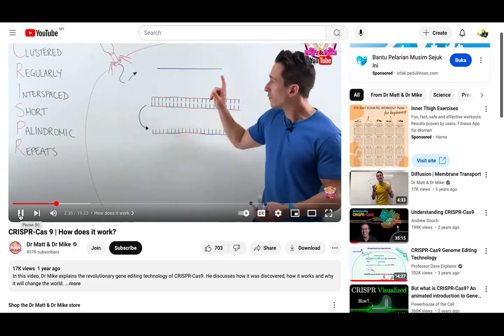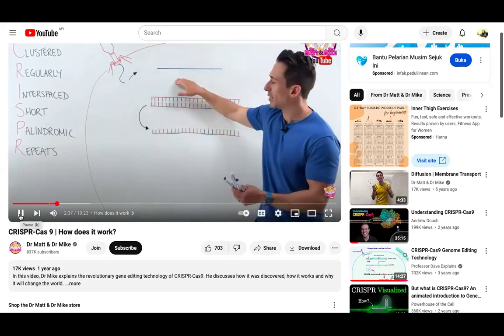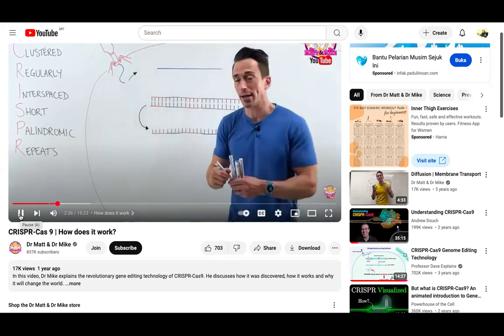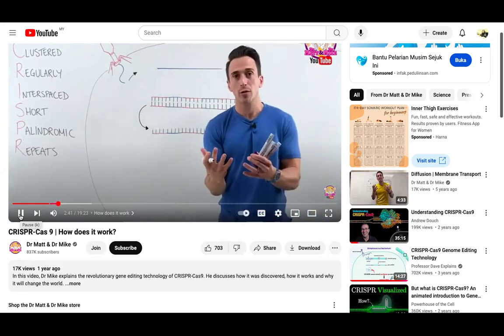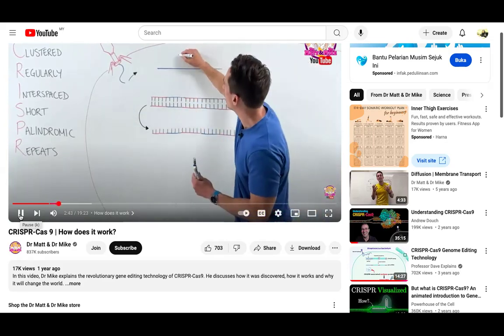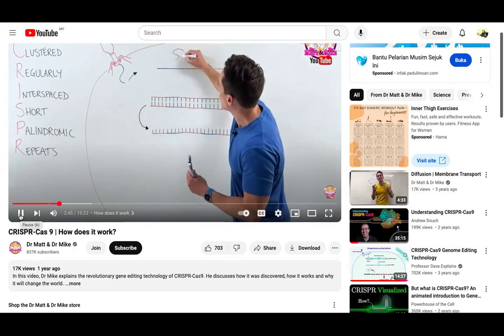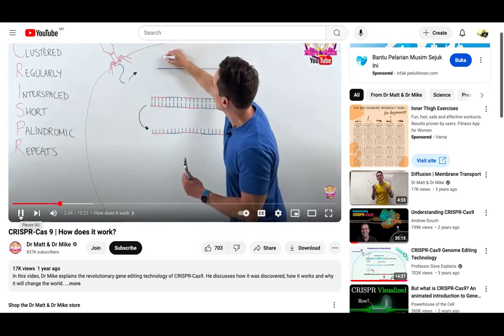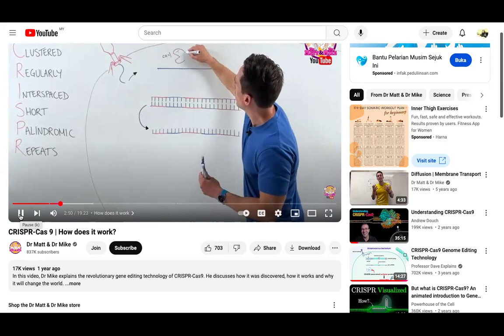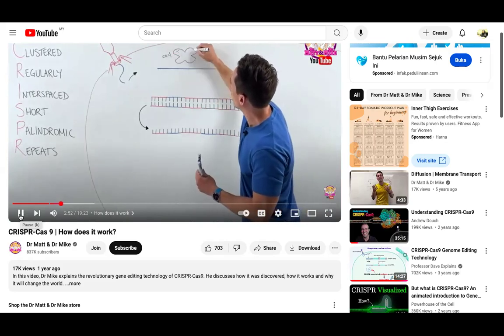How does this work? Firstly, once this viral DNA is injected, the bacteria or archaea has this group of proteins or enzymes called Cas1 and Cas2. So here we've got Cas1 and here we've got Cas2.